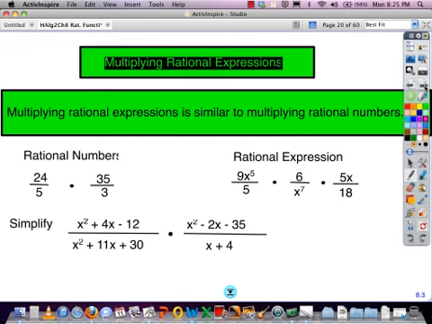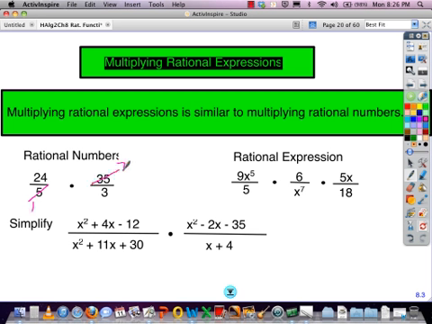Next, when we want to multiply rational expressions, it's exactly related to multiplying rational numbers. So I have a couple examples here. When you did 24 fifths times 35 thirds, you learned a couple things. This one has no variables in it, but let's go. With rational numbers, we would say something like 5 goes into 5 once, 5 goes into 35 7 times.